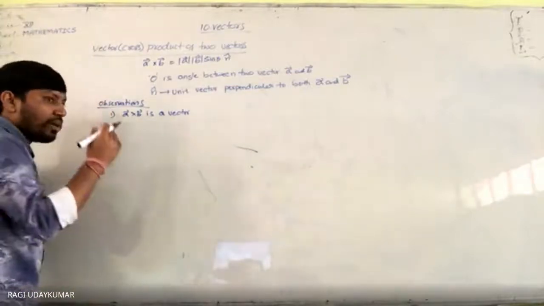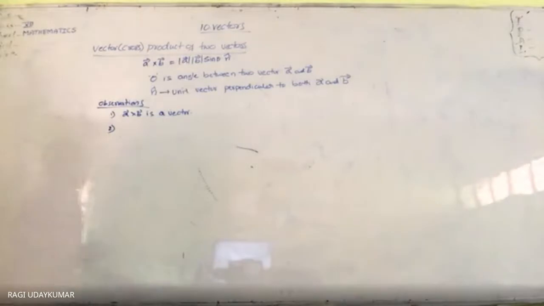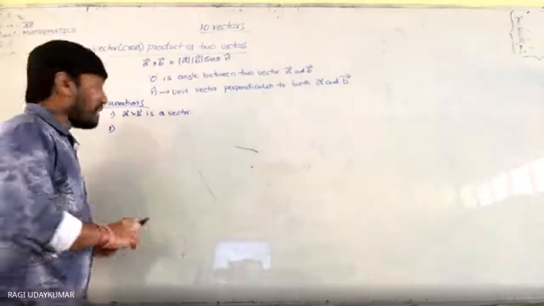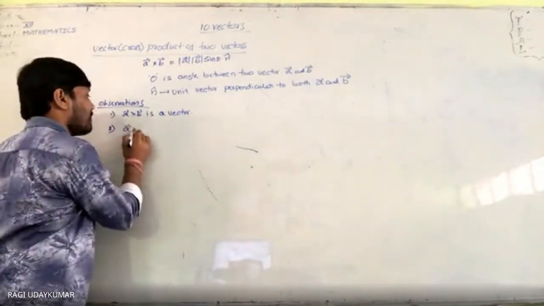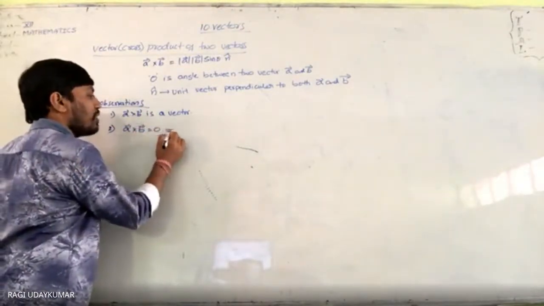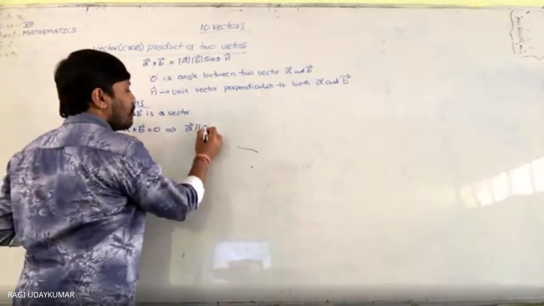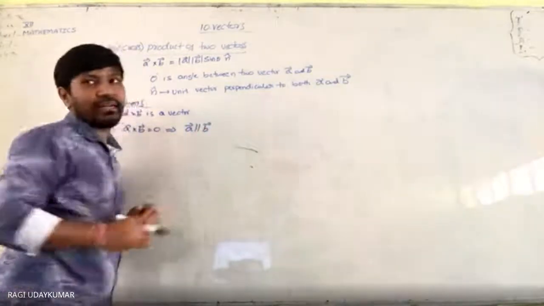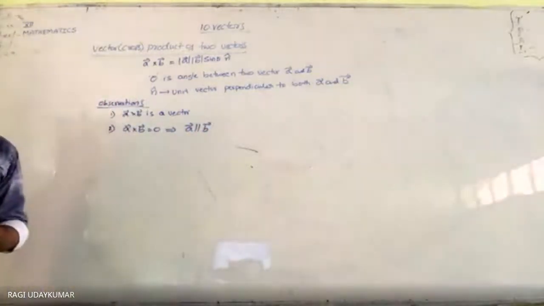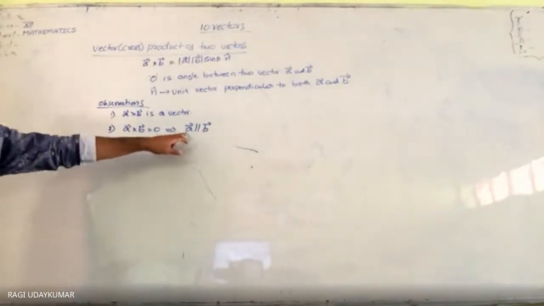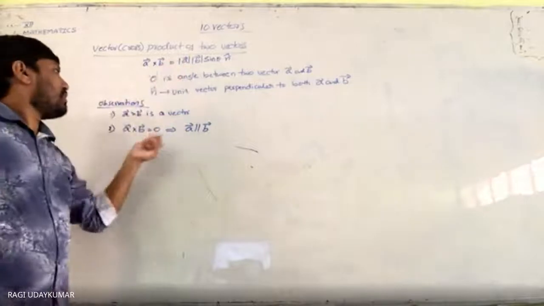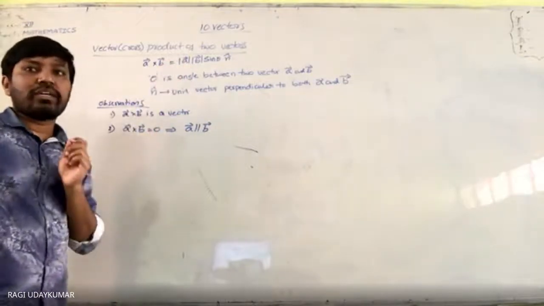of dot product equals 0, the two vectors are perpendicular. But here, whenever the cross product equals 0, the vectors are parallel to each other. Okay? So if the two vectors are parallel to each other, their cross product will be equal to 0.